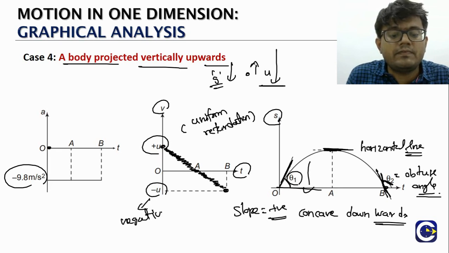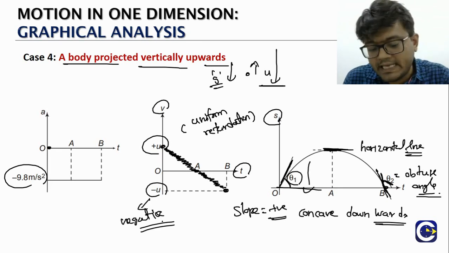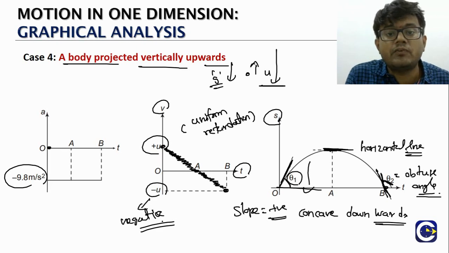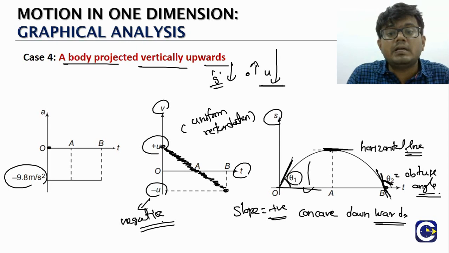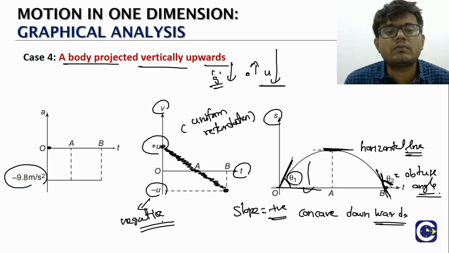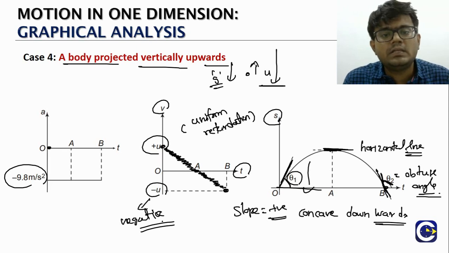So this way we will be able to analyze some of the common scenarios. One is the object at rest, then we have seen uniform velocity, then uniform acceleration, and now uniform retardation. This is how we analyze the graphs and the different scenarios. Now we will start looking at some sample questions.